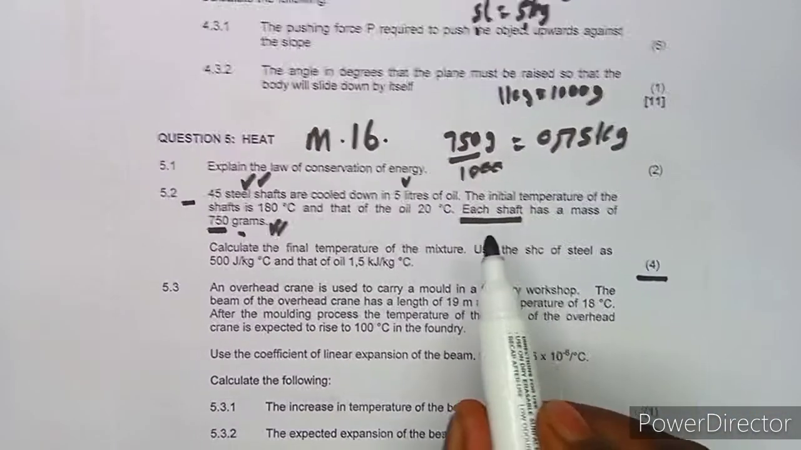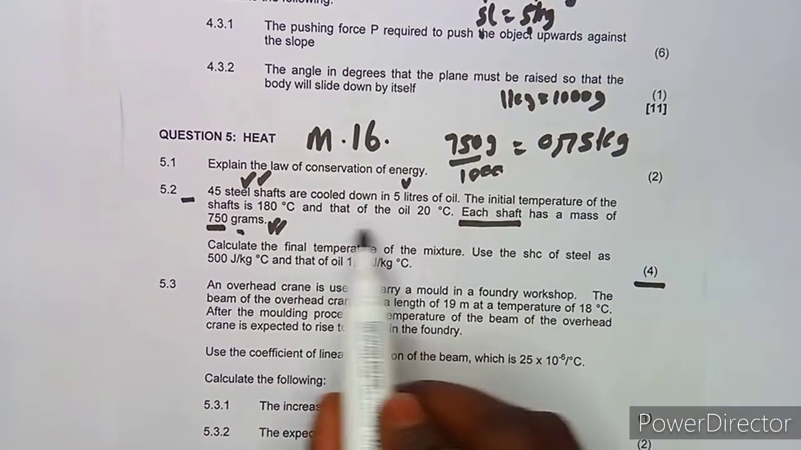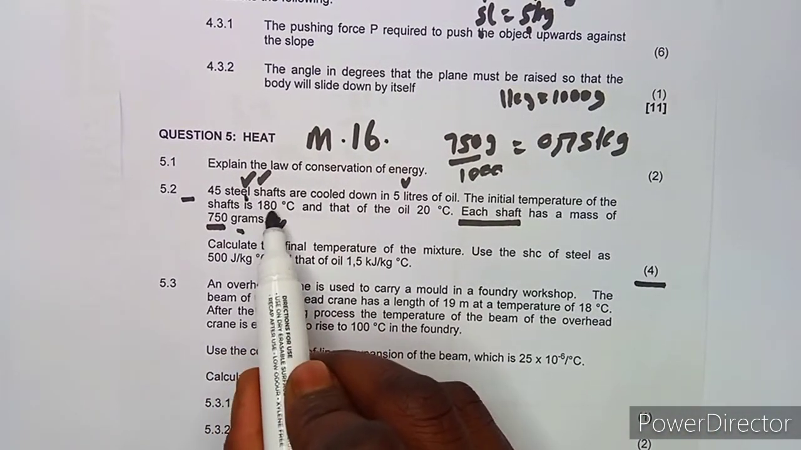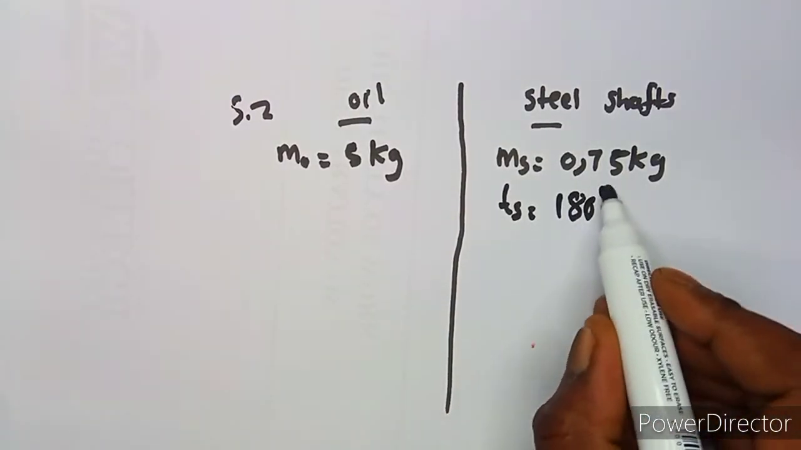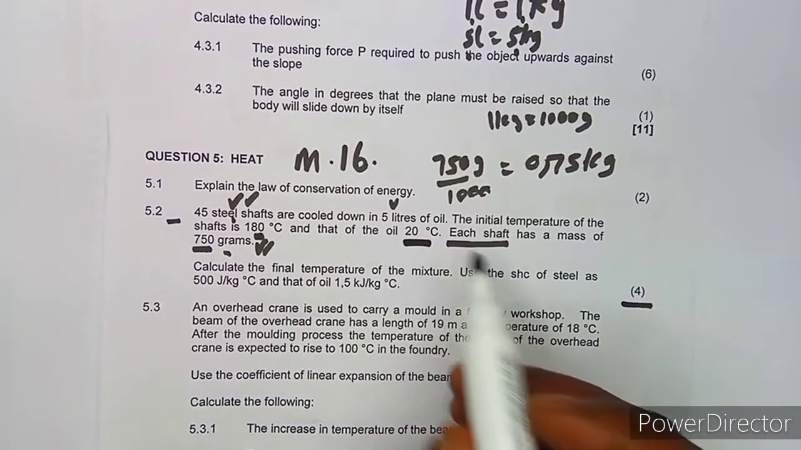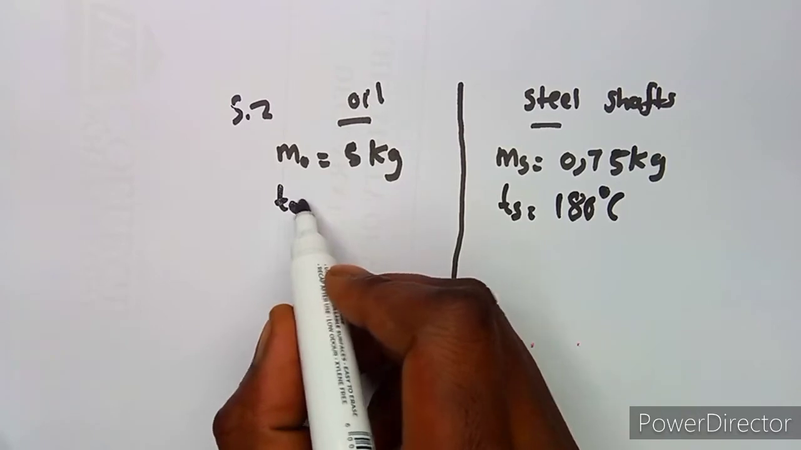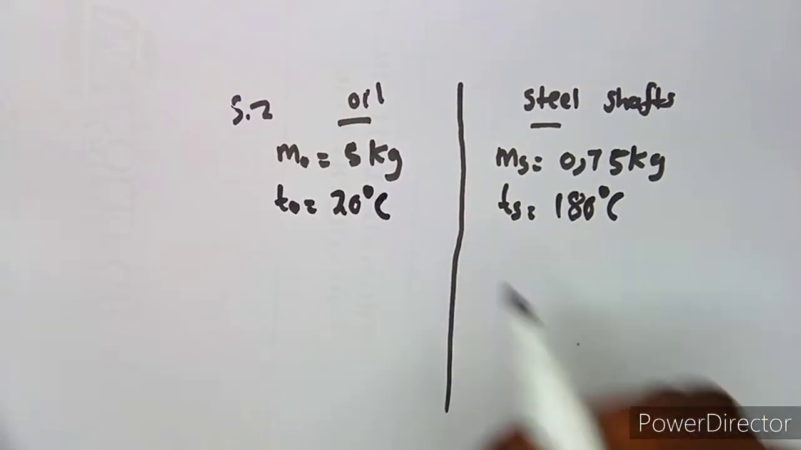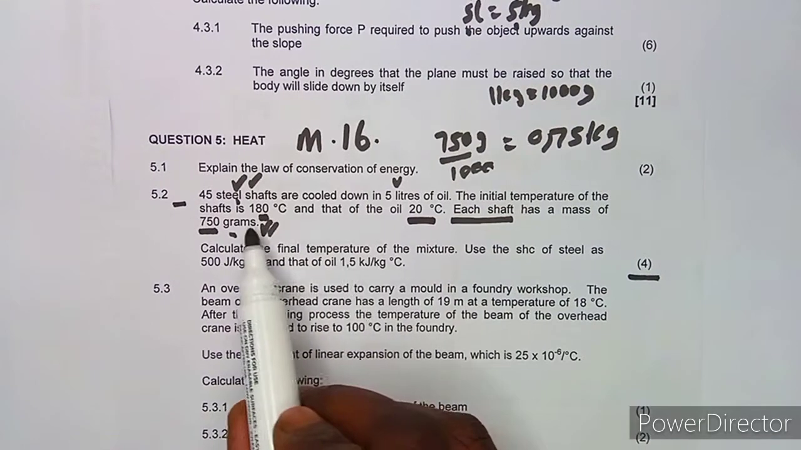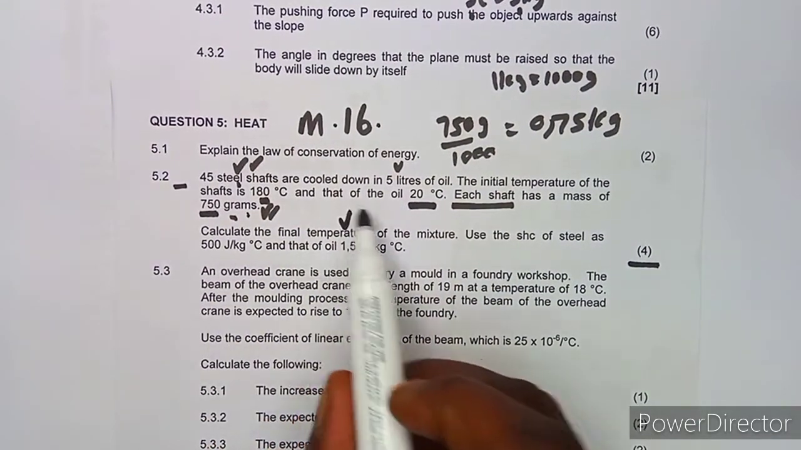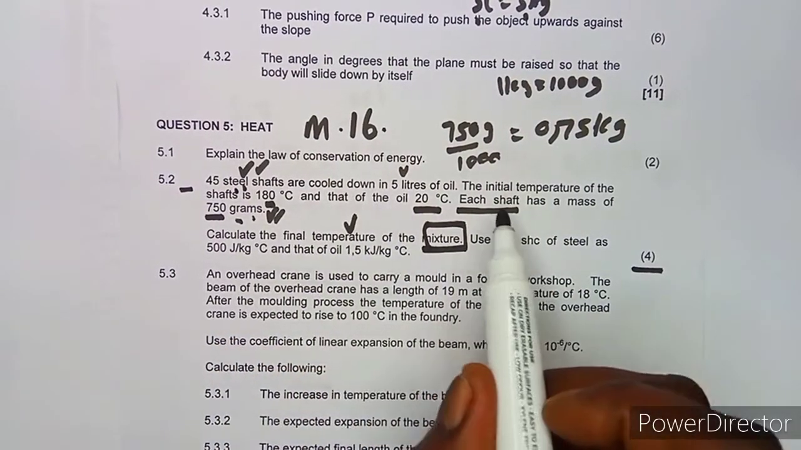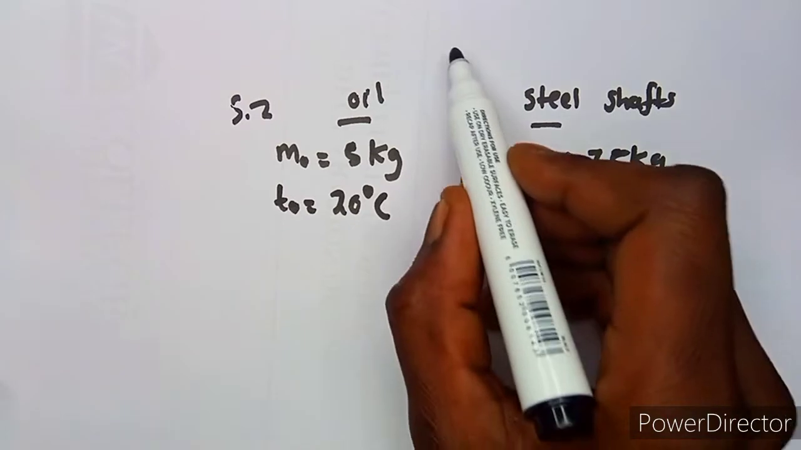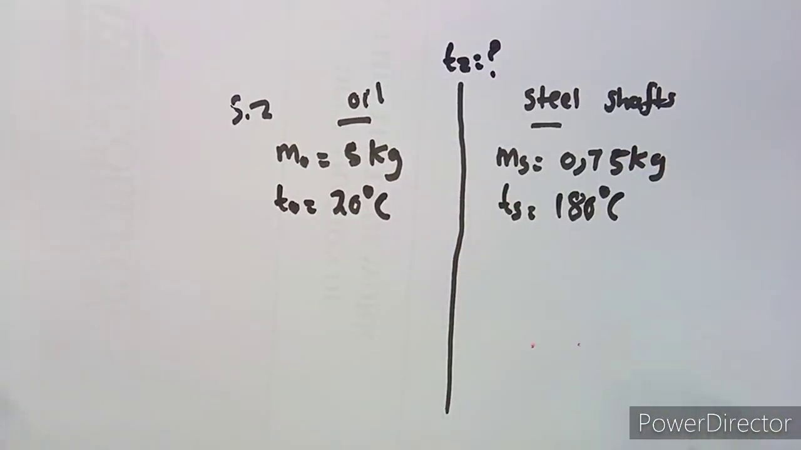What else do we have? The initial temperature of the shafts, which is the steel shaft, is 118 degrees Celsius, and that of oil is 20 degrees Celsius. The mass we talked about. Calculate the final temperature of the mixture, which means the mixture is a combination of the steel and the oil. That is your T2, which affects both conditions. So we need to calculate the value of T2.